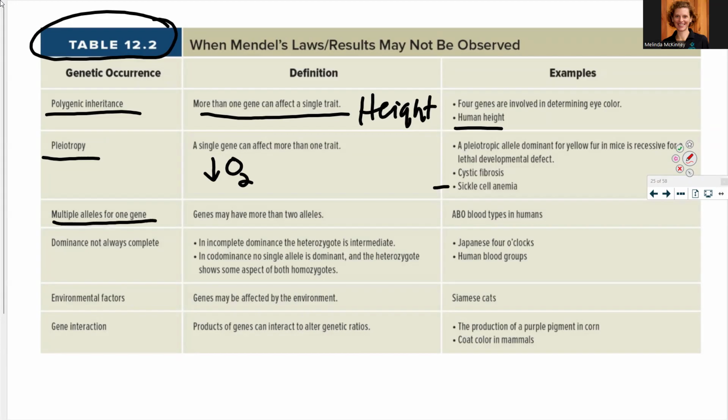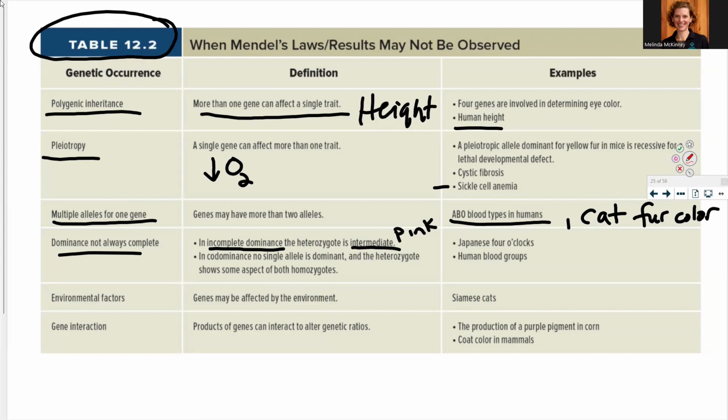Multiple alleles for a gene, that could be ABO blood type. Dominance is not always complete. In incomplete dominance, you have an intermediate phenotype, so this would be like the pink flowers. You can have co-dominance where they're both expressed, so you have flowers that have red and white petals or patches. Human blood group is an example of co-dominance.